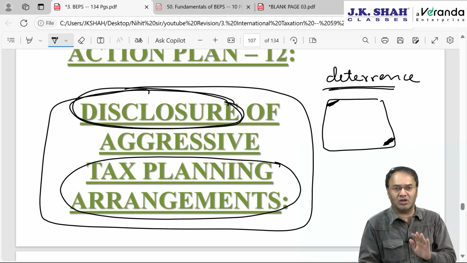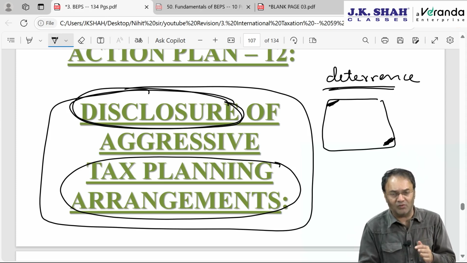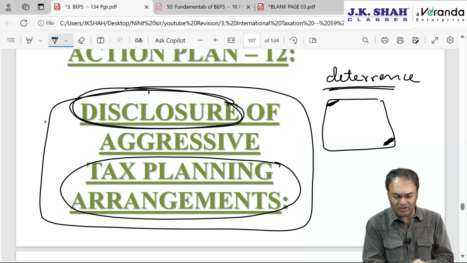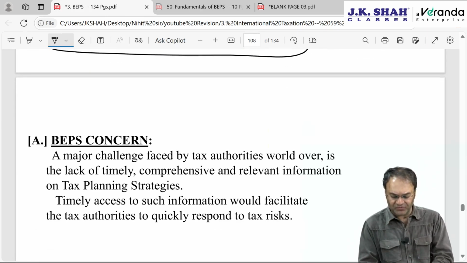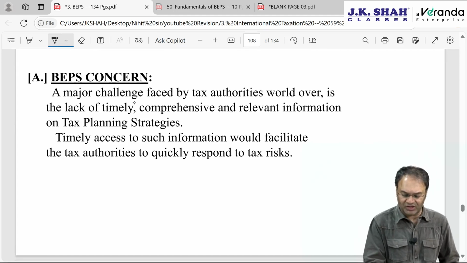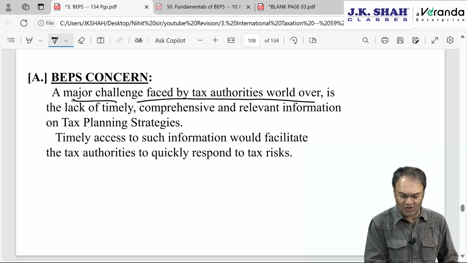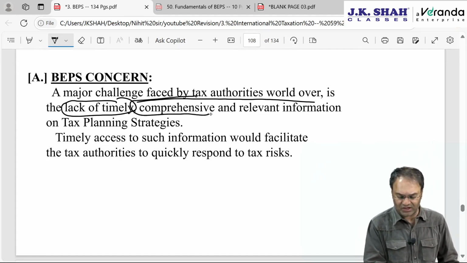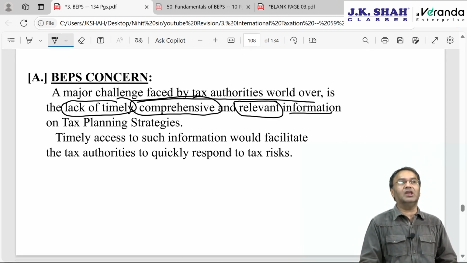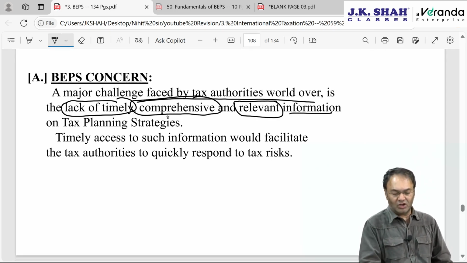10% people who are hardcore criminals will continue doing it anyhow, whether cameras are there or not, or whether disclosure requirements are there or not. So OECD says that the major challenge faced by tax authorities the world over is a lack of timely, comprehensive, that is complete, and relevant information. Sometimes irrelevant information is received. Sometimes information is not complete, that is not comprehensive, which also does not serve the purpose, and most of the time information is not timely.